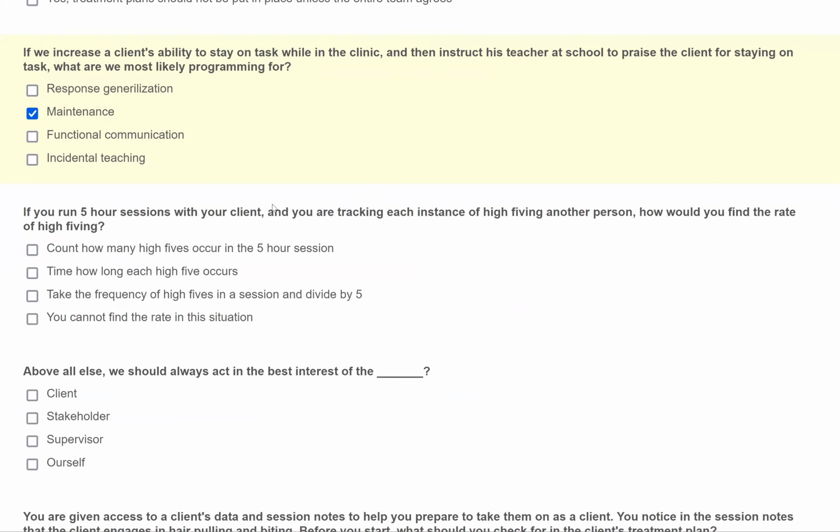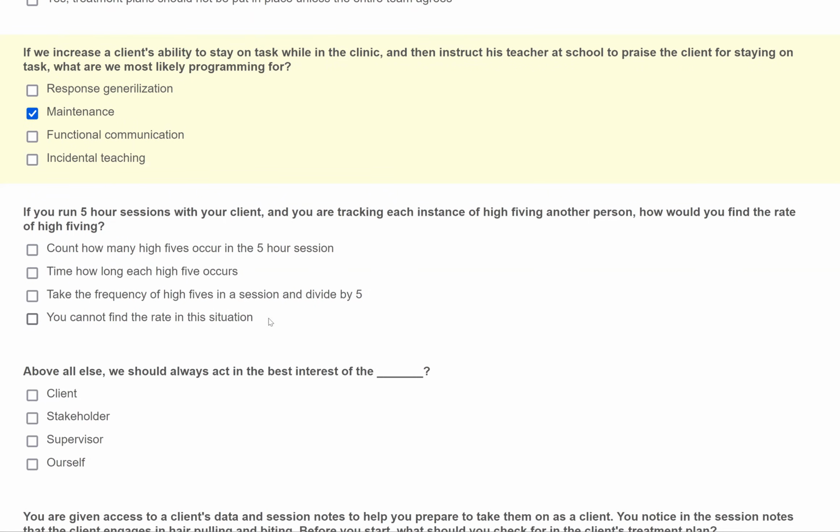Okay. So we're going to do what? We're going to count how many times they high-five another person within this 5-hour session. That's going to be our frequency. To get rate, what do we do? Well, we just divide our frequency over our time, which is 5 hours. So A, count how many high fives occur in the 5-hour session. What are we missing in A? We're missing the time component. Yes, we're counting how many high fives occur, but that's just our frequency. To get rate, we need to divide this number by 5 hours.